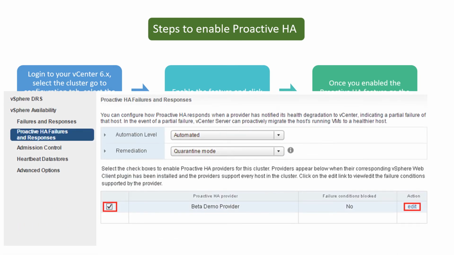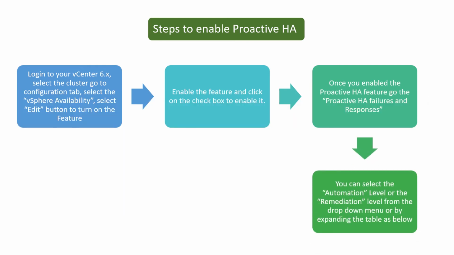So once you enable that, we need to go to that proactive HA failure and responses tab, where you can find two options. One is automation level, which works at the cluster level, and the other is remediation level, which works at the host level. So we can select the automation level.